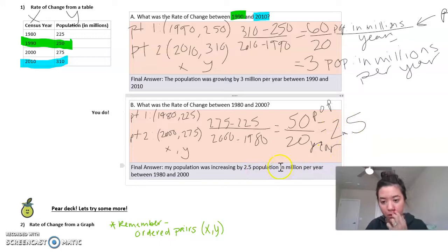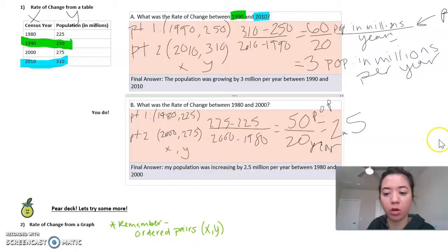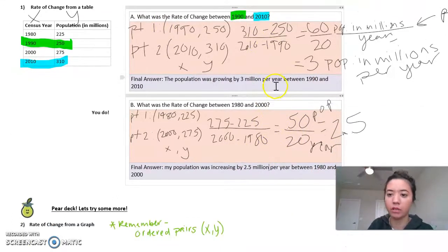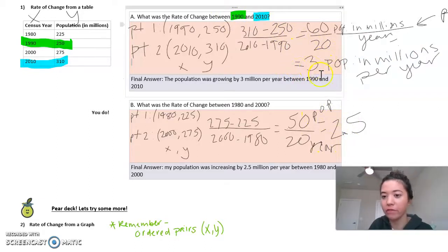I'm going to change the wording here. I don't like this, by 2.5. We'll do it like we did, about 5 million per year. Beautiful. So even now we can look at both of these and determine that between 1990 and 2010, they had a larger population growth because here we had a 3 versus a 2.5.